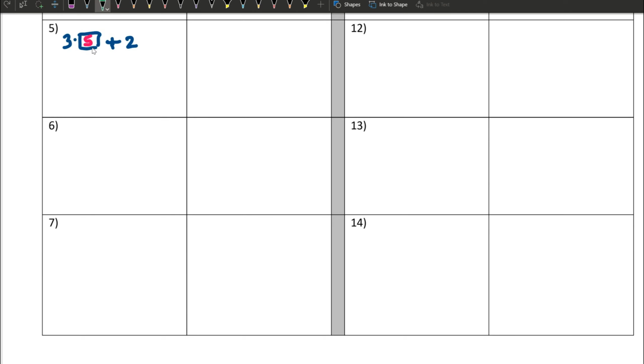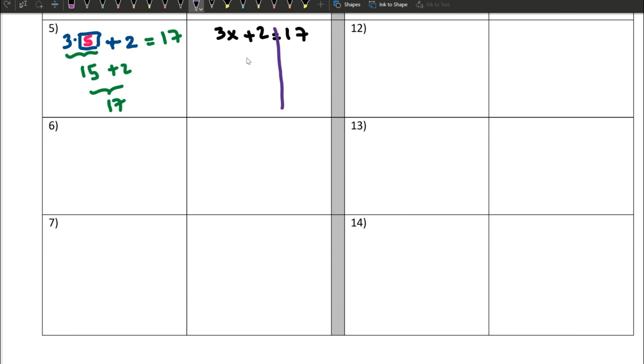Okay, so I want 5 times 3 and then plus 2. 5 times 3 is 15, plus 2, which is 17. So 5 times 3 plus 2 equals 17. Our equation will be 3x. Instead of the box, you're going to put 3x plus 2 equal to 17.